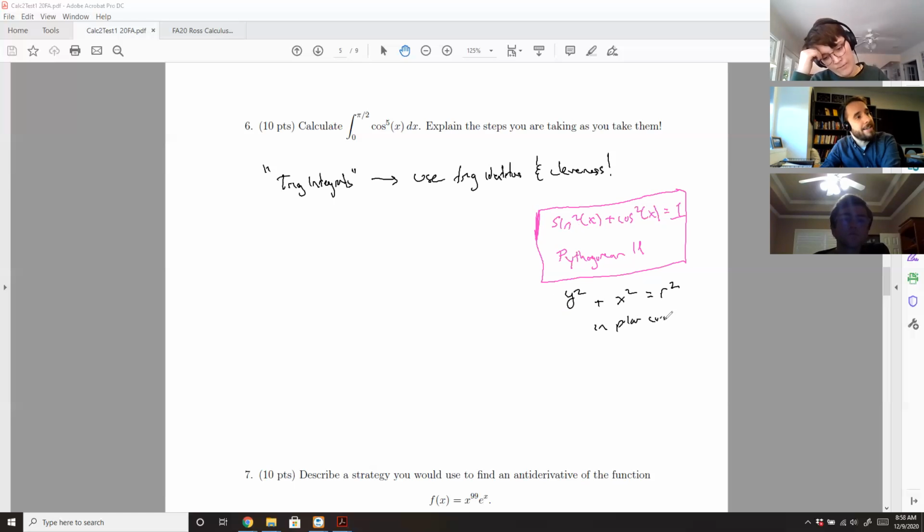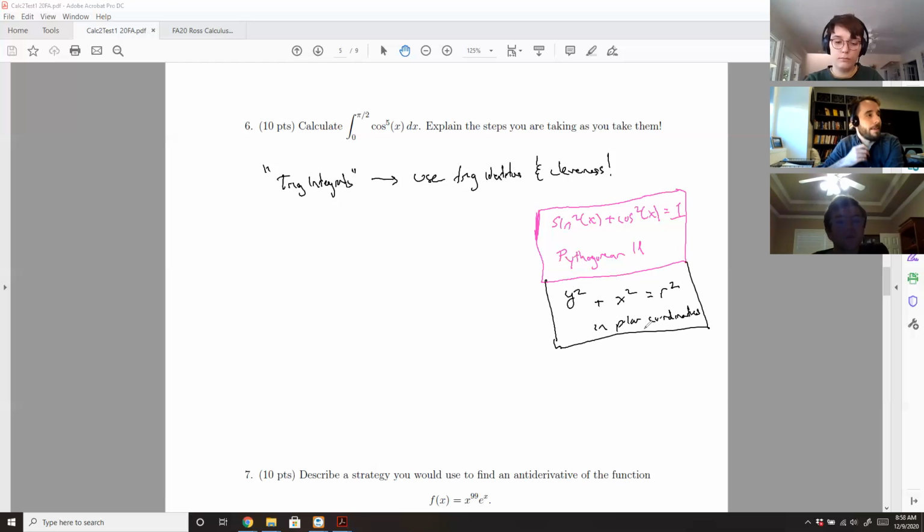That's a total aside for test 1, but I just wanted to mention the Pythagorean identity is what was telling us that as well. And the idea there was that we had our translation where x was equal to r cosine theta, y is equal to r sine theta. And we see how x squared plus y squared secretly has a cosine squared plus sine squared in it. Okay, done with the aside.